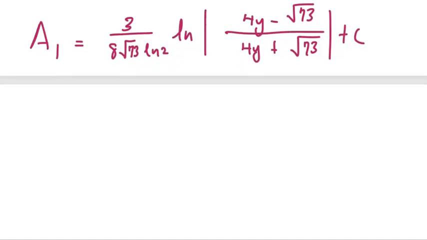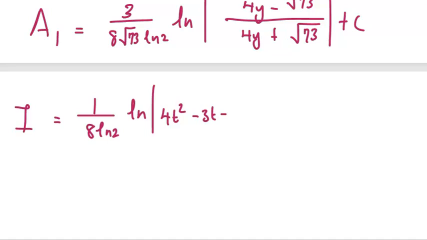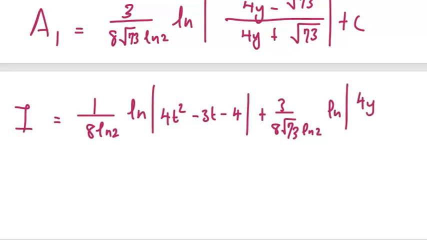Now put everything together, we have the following. Our I is equal to 1 over 8 ln of 2 multiplied by the ln of 4t squared minus 3t minus 4, and here plus 3 over 8 square root of 73 ln of 2, then multiply the ln of 4y minus square root of 73 divided by 4y plus square root of 73, and then plus c.